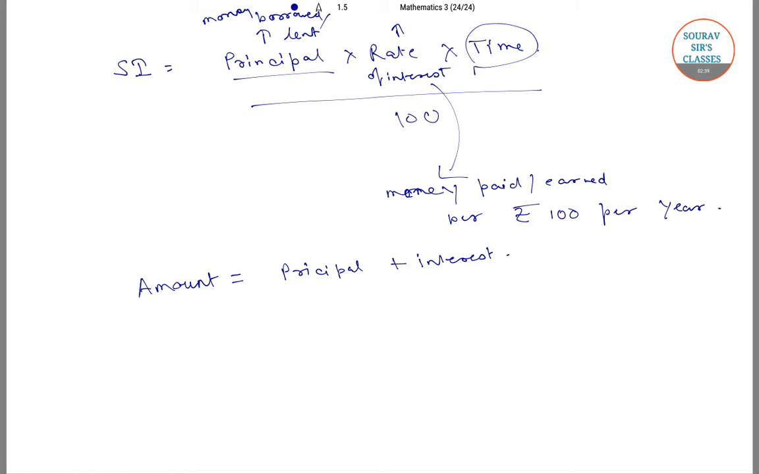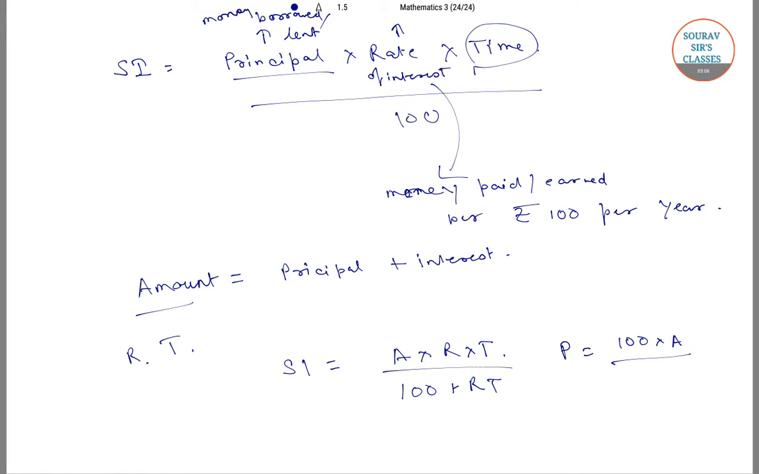Now, suppose in a question we are given the amount, rate of interest and time, then the simple interest would be equal to A into R into T divided by 100 plus RT, and principal is equal to 100 into A divided by 100 plus RT.